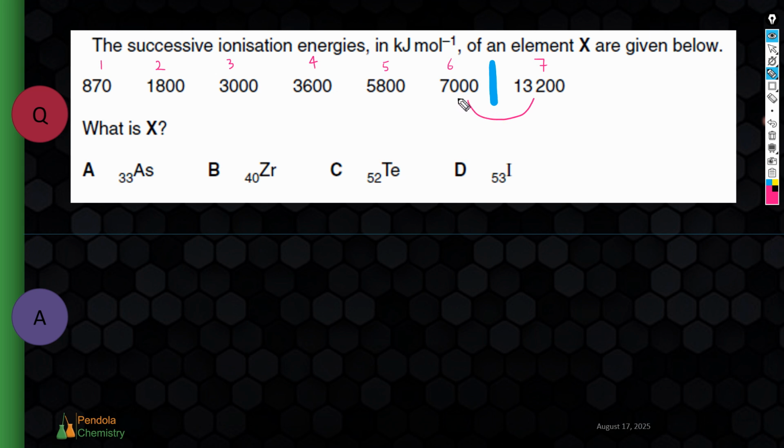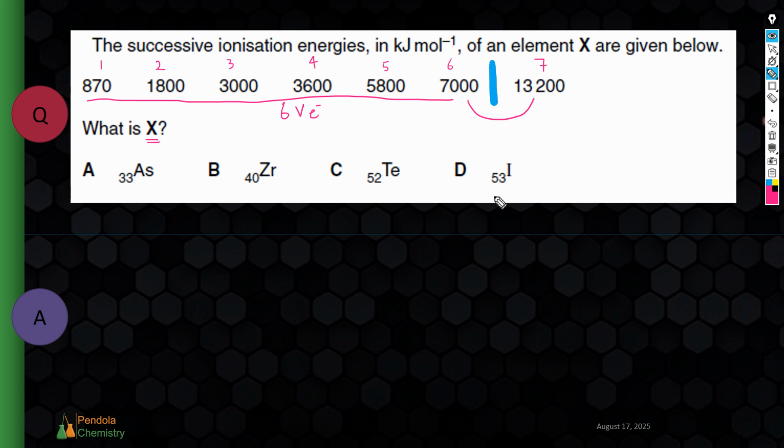That means that this element has 6 valence electrons. Remember, if the jump is between 6 and 7, then there are 6 valence electrons, always the number before the jump. So whatever element we have here, whatever X is, has 6 valence electrons.